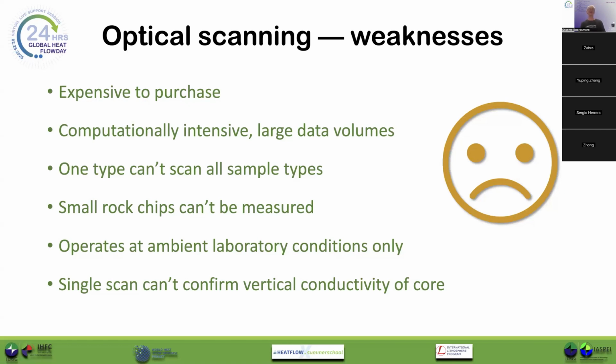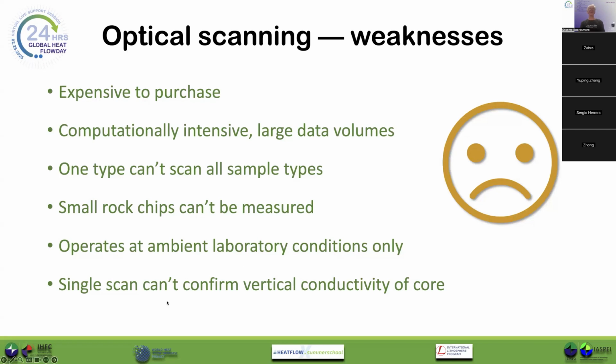So if you have rock chips, if you have relatively small samples, then this instrument is not going to be able to measure those smaller samples. So it is very flexible, this machine, but still can't do everything. So it can't measure small rock chips, for example. It only operates under ambient laboratory conditions. There's no high temperature version of these laser scanner machines.